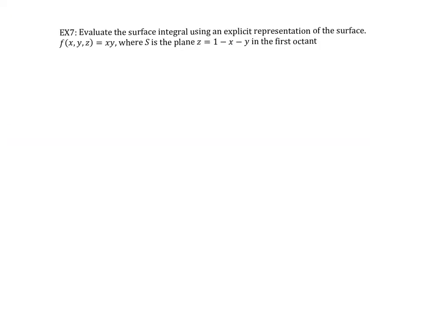All right, example 7. I've been finding surface area, surface area, surface area. So let's do example 7. We want to evaluate the surface integral. So this is not finding a surface area. We have to do the surface integral using an explicit representation of the surface. Now here's our function, which is equal to xy. S, our surface, is going to be this plane, z equal to 1 minus x minus y. It's in the first octant, so that means that x, y, and z are all going to be greater than or equal to 0.